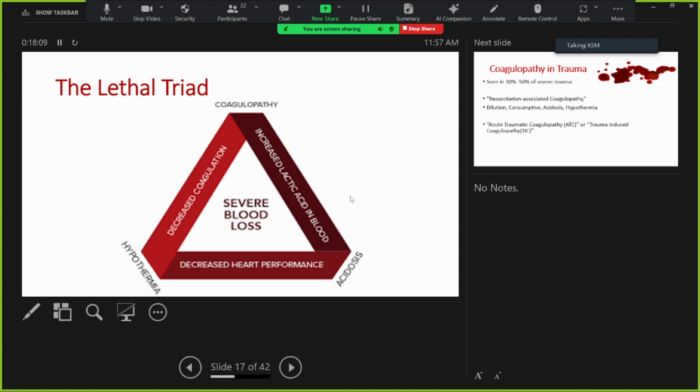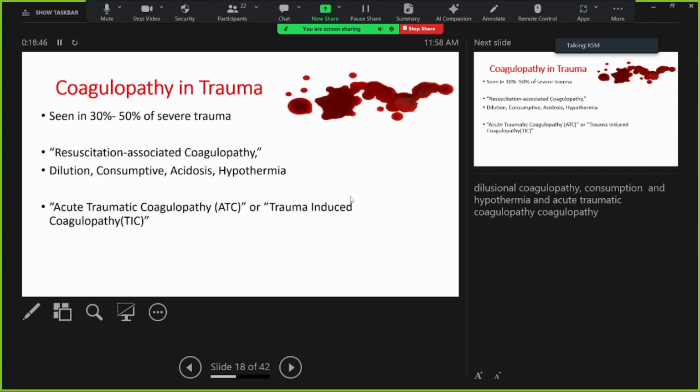When you transfuse normal saline or fluids, it can lead to hypothermia, and also losing blood can lead to hypothermia. So both acidosis and hypothermia in turn can lead to coagulopathy. But other than this resuscitation associated coagulopathy, there's a different entity which can cause coagulopathy without these things. That is called trauma induced coagulopathy. We will discuss it further in detail.